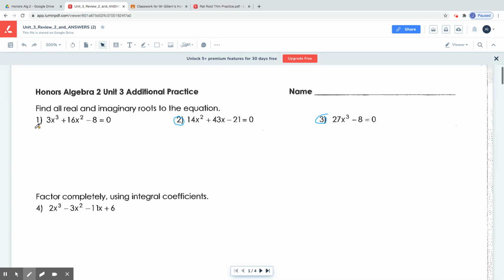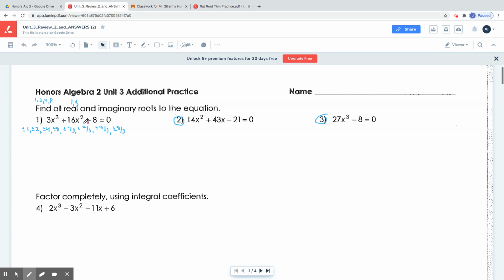All right, so looking at this, I have the factors of 8, which are 1, 2, 4, and 8, and the factors of 3, which are 1 and 3. So that means my possible zeros are plus or minus 1, plus or minus 2, plus or minus 4, plus or minus 8, and then plus or minus 1/3, plus or minus 2/3, plus or minus 4/3, and plus or minus 8/3. Now we would then have to go through and start checking all of those.